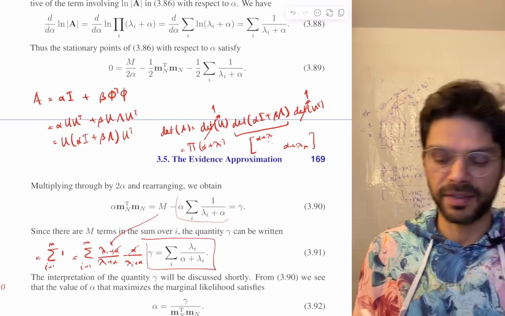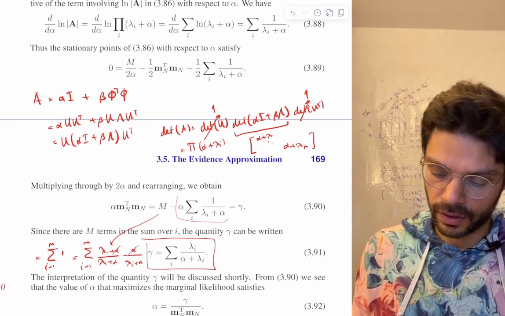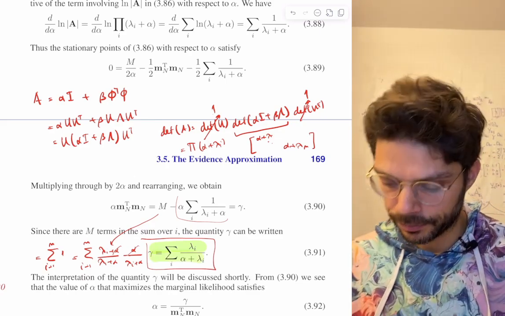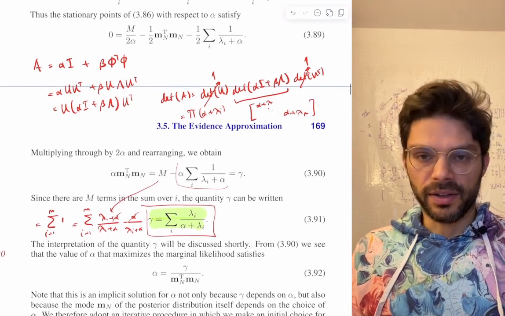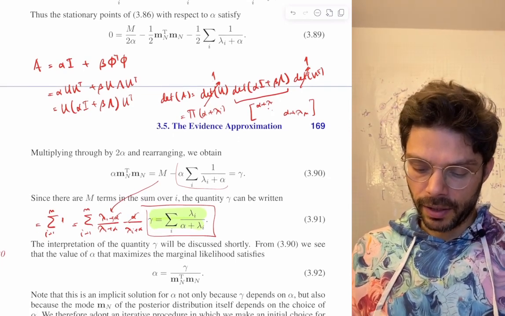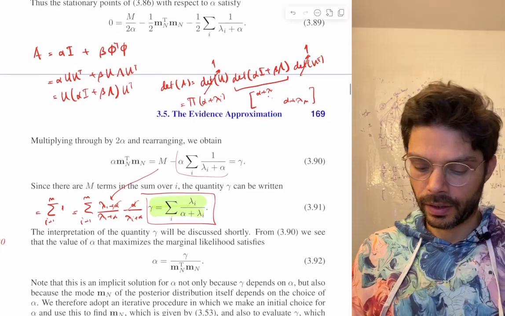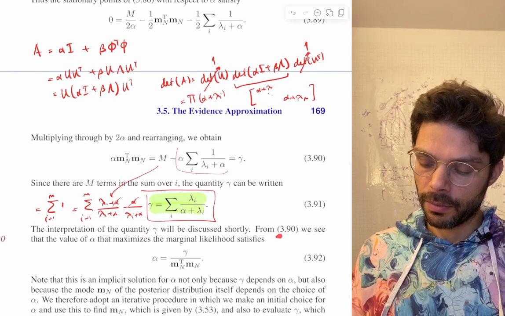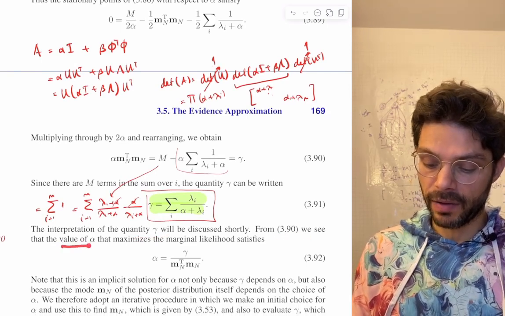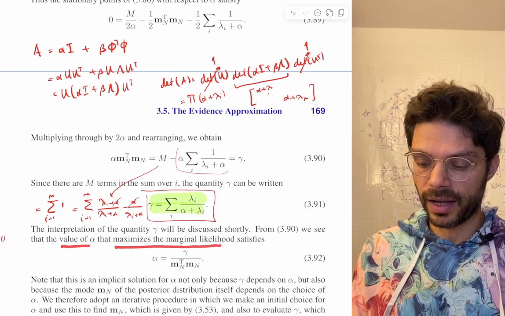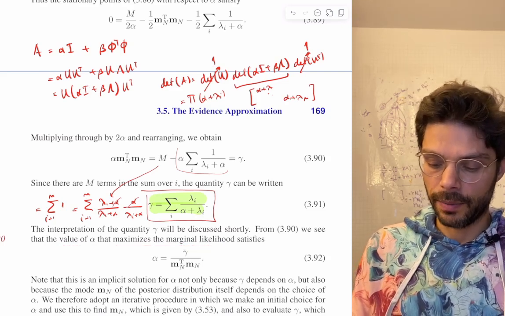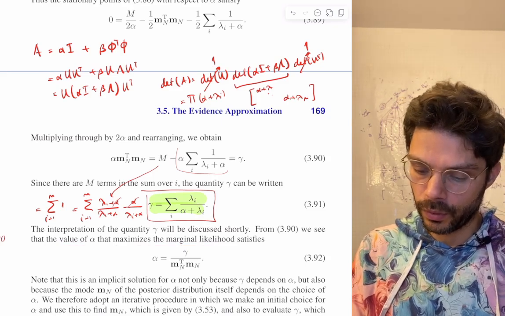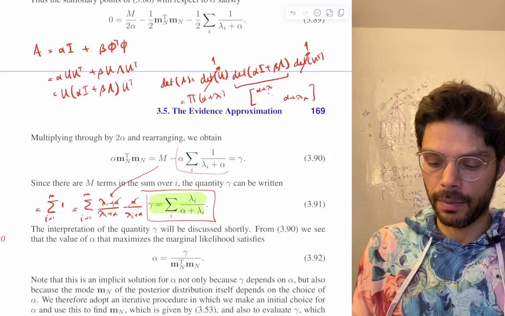And we'll see in the next section why this is such a useful expression, but for now let's just live with it. So here is this gamma showing up, and it's got the alpha in it. Interpretation of the quantity will be discussed shortly. From 3.90, we see that the value of alpha that maximizes the marginal likelihood satisfies, so we're just going to rearrange things, alpha m_N transpose m_N equals gamma.